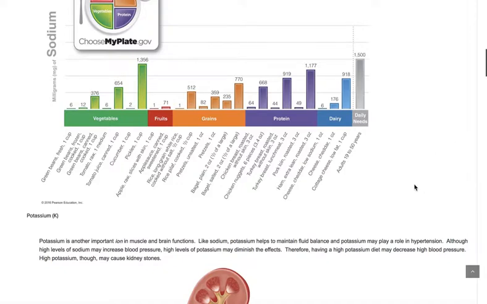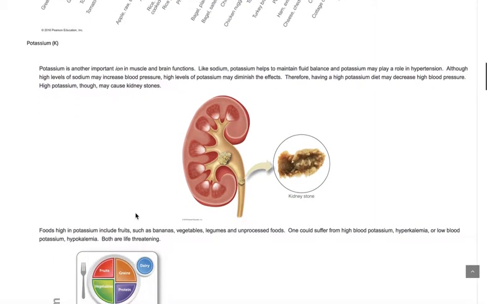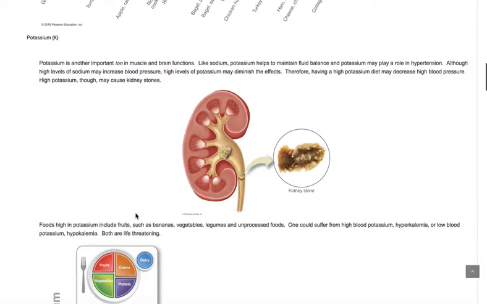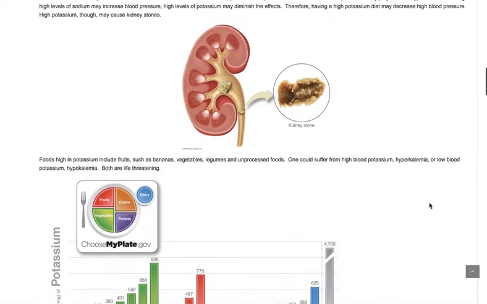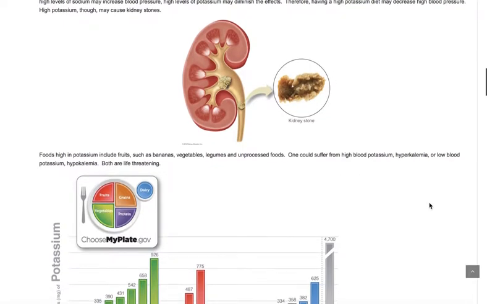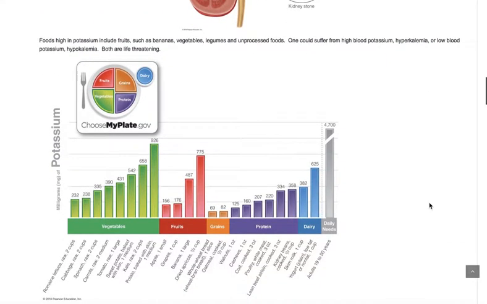Okay, so the next one is potassium. Potassium is also positively charged, and it also plays a role in muscle and brain function. Usually the sodium comes in and potassium goes out. It also plays a role in blood pressure as well, and it can play a role in kidney stones. Things that are high in potassium include fruits such as bananas, vegetables, legumes, and unprocessed foods.